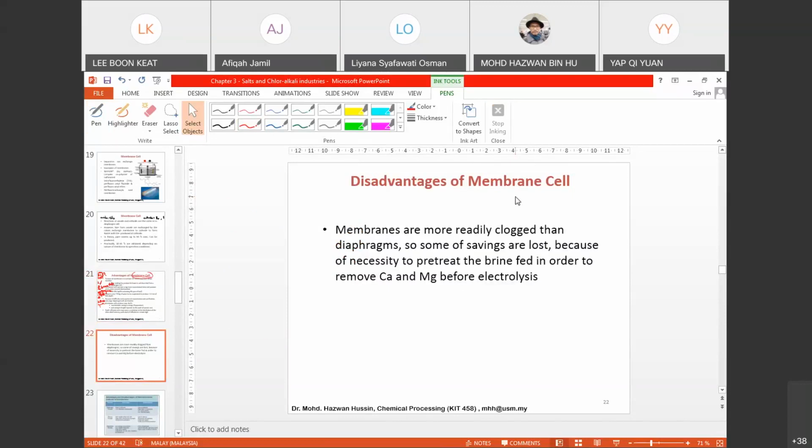Right. So the disadvantages of the membrane cell, there are still some disadvantages. The membranes are more readily clogged than the diaphragm because the membrane is finer in pore size, because it cannot allow sodium hydroxide to pass through. Okay, so it can easily clog as compared to the diaphragm. So some savings are lost because of the replacement of the membrane and the necessity to pre-treat the brine feed in order to remove calcium or magnesium before electrolysis.